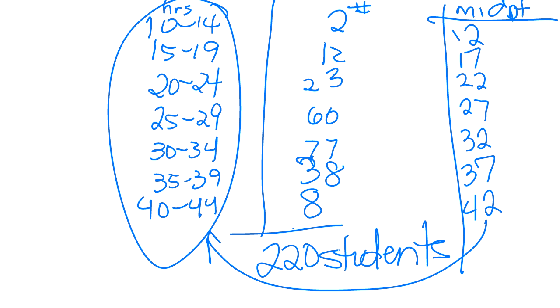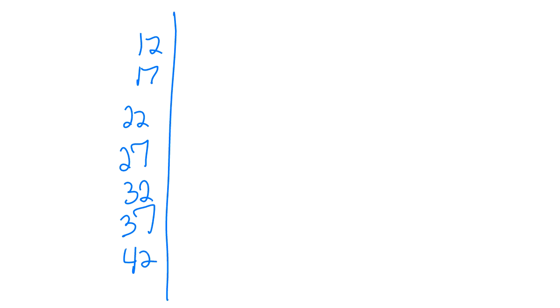Now you can't get another page of paper, so I have to erase all this and go from here. So now we have 12, 17, 22, 27, 42. This is going to take a while, but I think it's worth going over. That's the midpoint, I'll just say M, and then the number of students is the frequency, so F for frequency, that's how many times it happens.